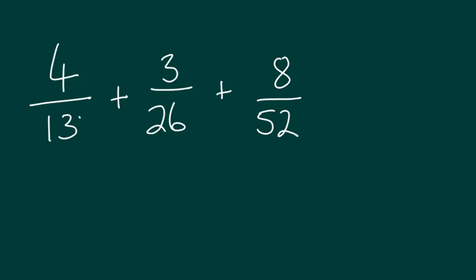Okay, so if we have that number there, what can we change it to? 52? Yes. Can we change it to 26? Yes. You double that, and you triple that. They're all multiples, right? So let's try this one first. If we're going to make that 52, what's the top number going to be, Jaden? Because we multiplied that by 4 to get 52, the top number is going to be 16.